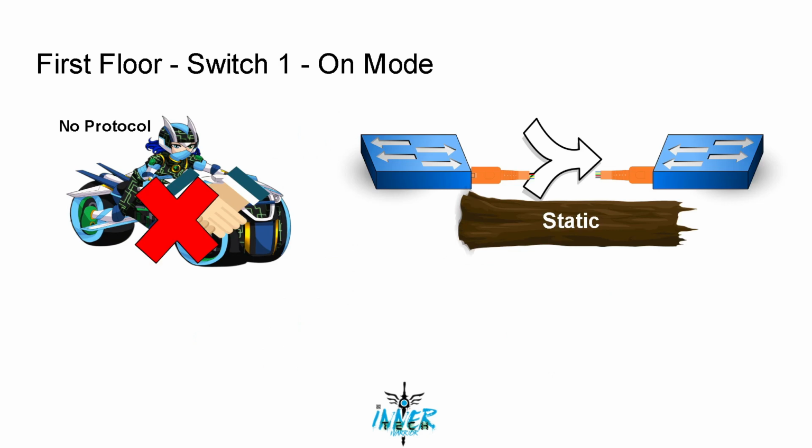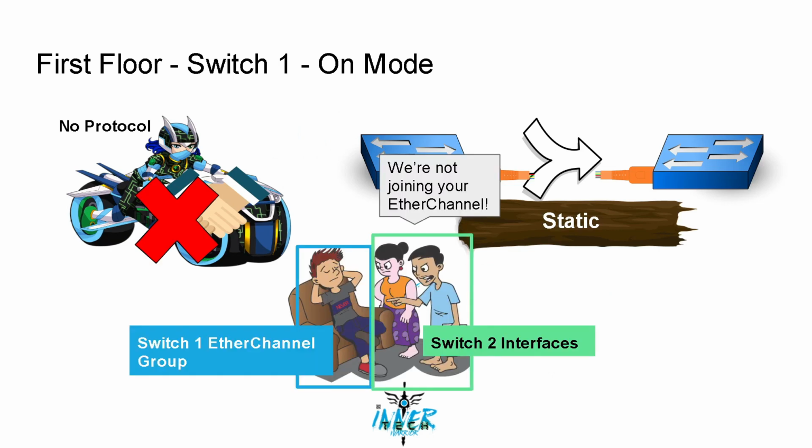How about the static on mode? Why use that one? You'd use it if you just need a fast static bundling on a Cisco switch and you don't care that it doesn't check or respond to configuration changes on either side of the link, as in switch 1 or switch 2's interfaces. The other protocols negotiate and try to make sure both switches and sides match, but on mode will just not work if they don't match.